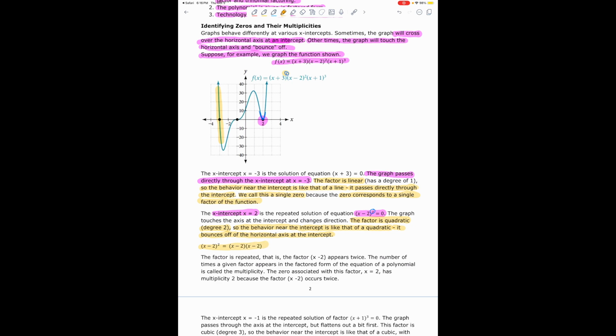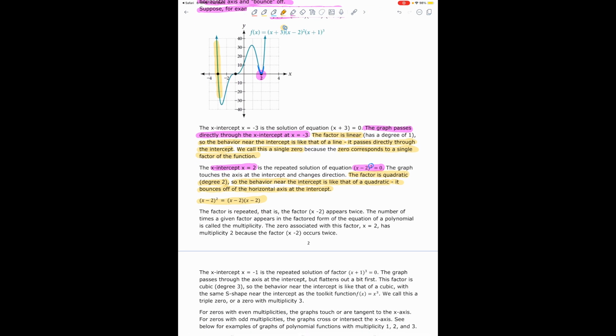So we have basically two of these, but we do not repeat the solution. The factor is repeated. As you can see, this is the factor. x minus 2 appears twice. The number of times a given factor appears in the factored form of the equation of a polynomial is called the multiplicity. The 0 associated with this factor, x equals 2, has multiplicity of 2 because the factor occurs twice.